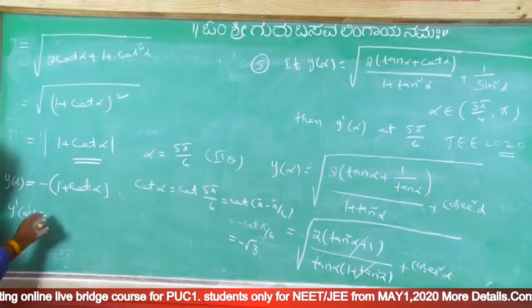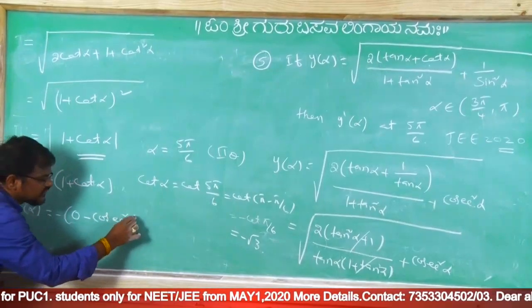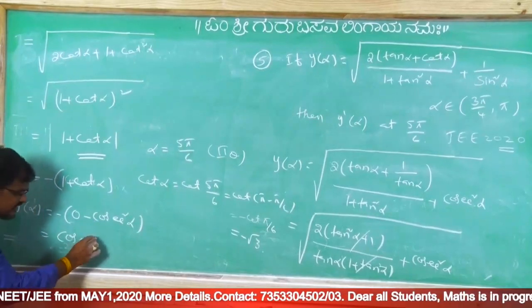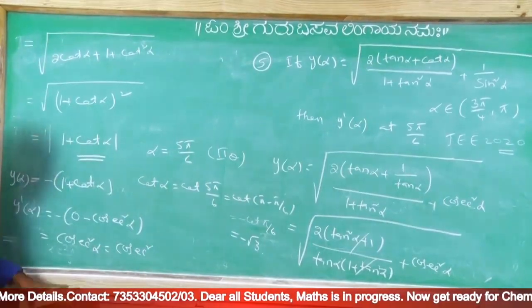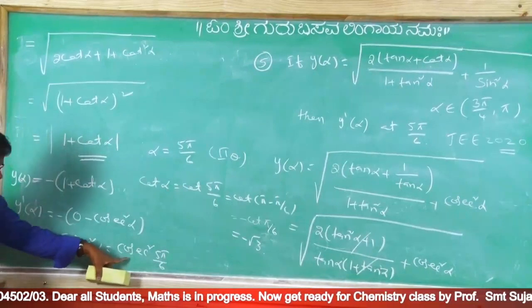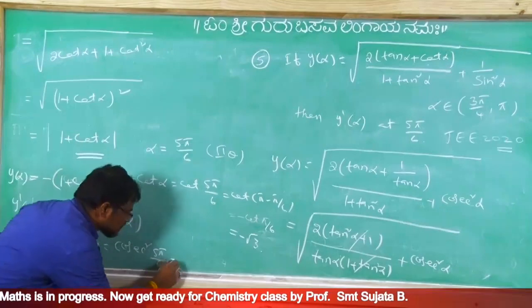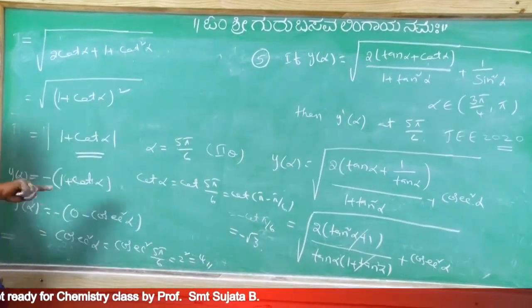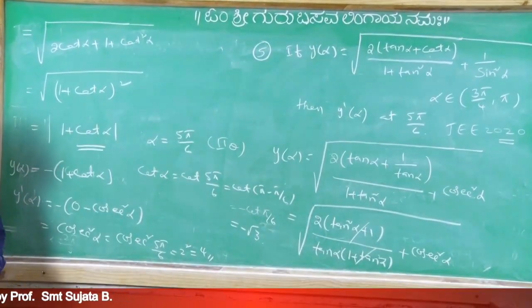y dash of alpha equals minus of, this is 0, minus cosecant square alpha, that is equal to minus of minus cosecant square alpha, that is equal to cosecant square alpha. Alpha is 5 pi by 6. Now if you simplify this one, cosecant 5 pi by 6 is 2, because cosecant of pi minus pi by 6 is 2, square, that is equal to 4. That is the answer.